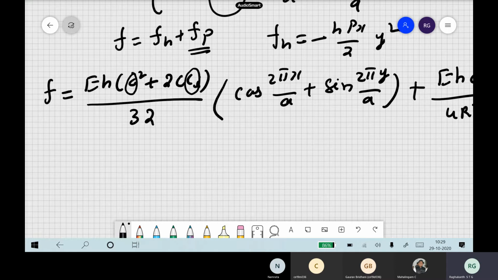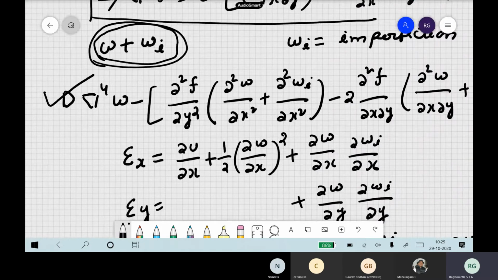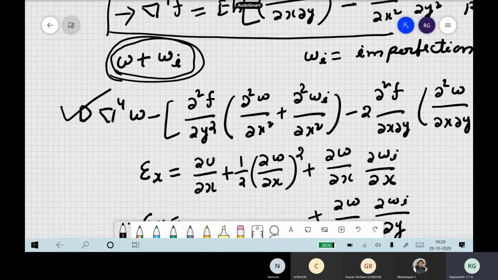And what is the basic philosophy in the Galerkin method? The Galerkin method works such that the error and the basis function are orthogonal to each other. So now you know f. How did we get this f? We got this f from compatibility. You followed? Now what is our equation of equilibrium? Our equation of equilibrium is not compatibility. Our equation of equilibrium is this expression.